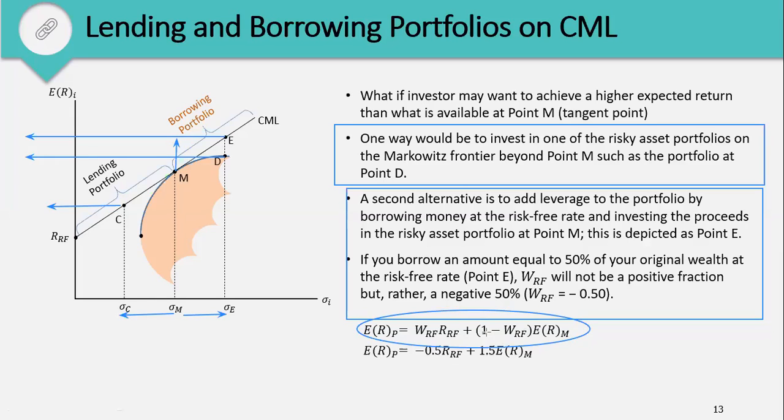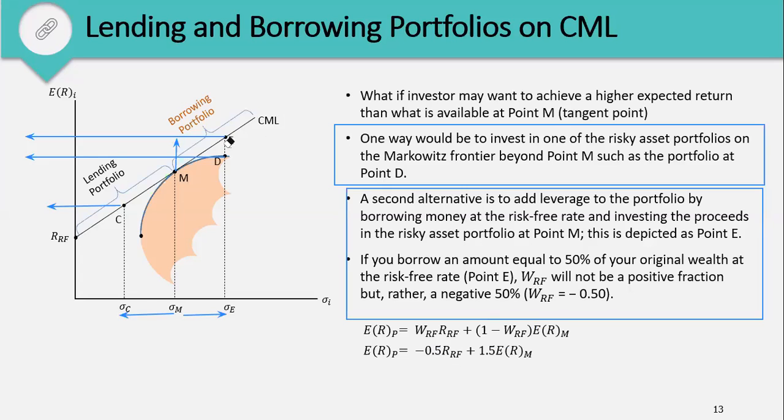So we only have two weights, the weight of the risk-free asset and the weight of the market portfolio. We can identify this part as the weight of the market portfolio, because 1 minus the weight of the risk-free asset is also equal to the weight of the market portfolio, right? So here is how we are going to show this particular investment in the equation.